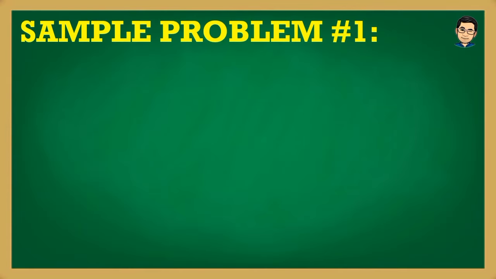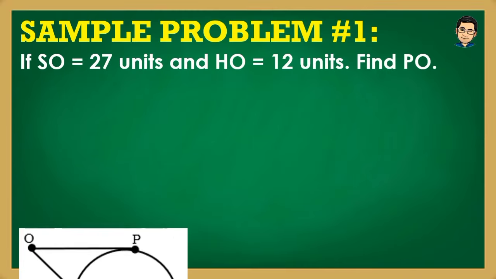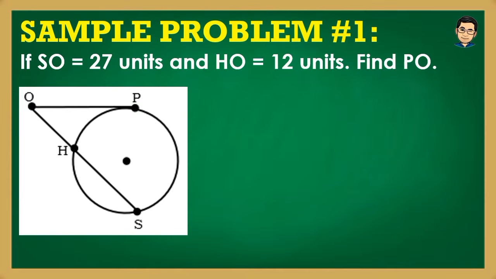So let us have the sample problem number 1. If SO is equal to 27 units and HO is equal to 12 units, find PO. Okay. So i-label muna natin yung mga given measurement. So SO, ito po yung sukat ng ating second segment. So 27 units. And then yung sukat naman ng kanyang external second segment is 12 units. And then yung hinahanap natin is yung sukat ng PO, yung tangent segment.